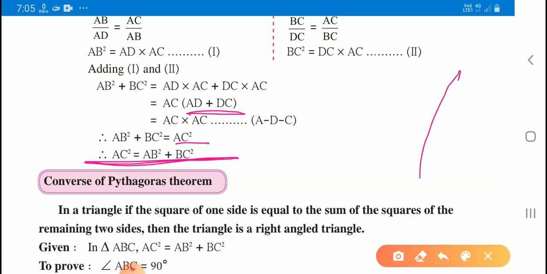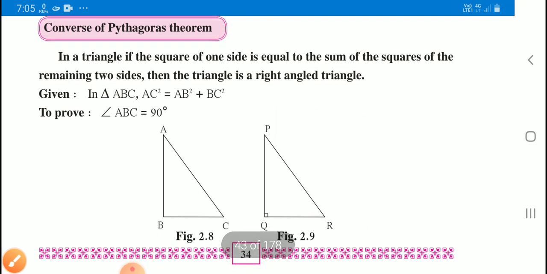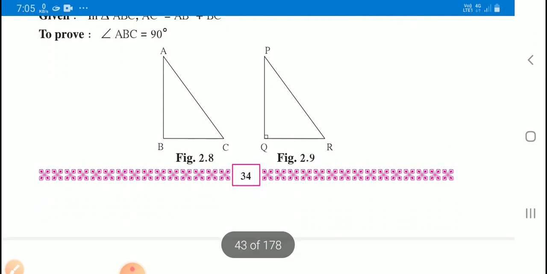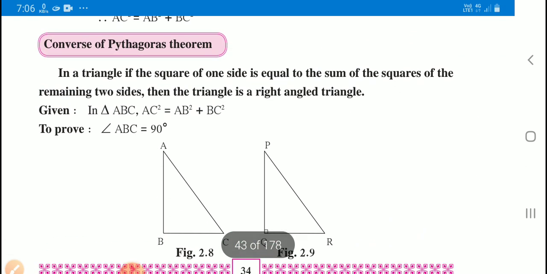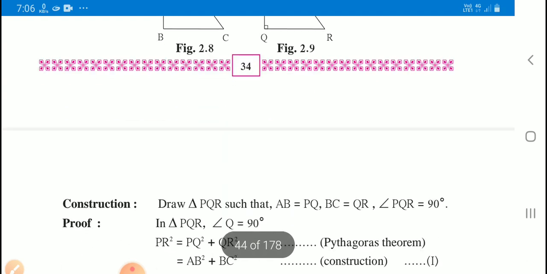Okay. Now here they have given the converse of Pythagoras theorem. In a right angle triangle, if the square of one side is equal to the sum of the squares of the remaining two sides, then the triangle is a right angle triangle. Now look, they have given here triangle ABC, AC square is equal to AB square plus BC square. To prove angle ABC is equal to 90 degree.